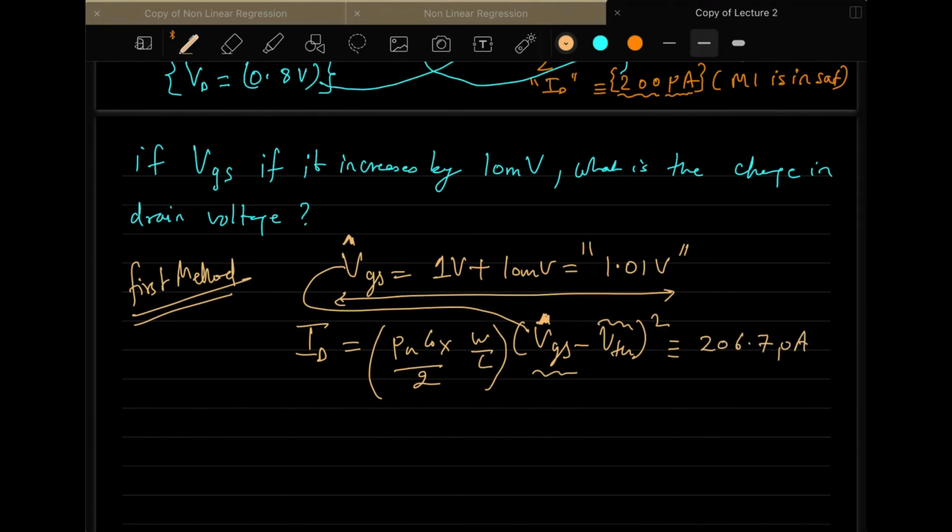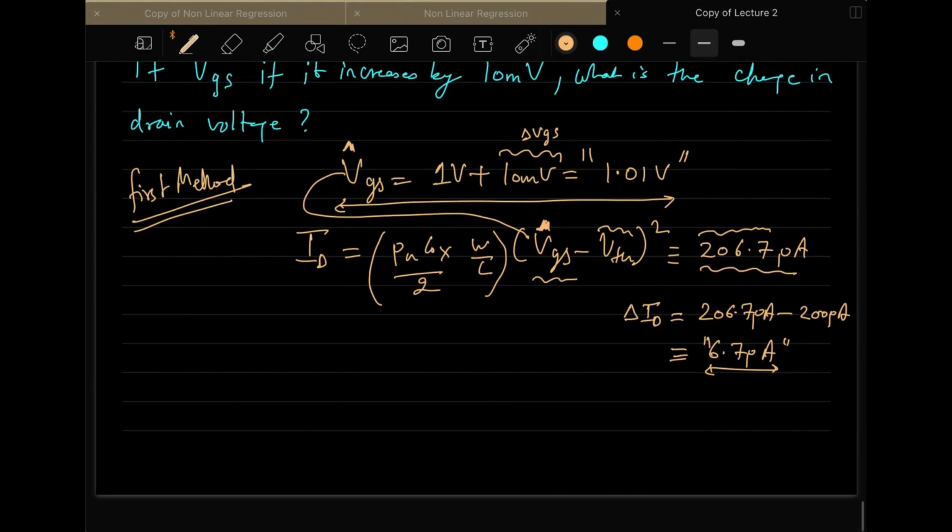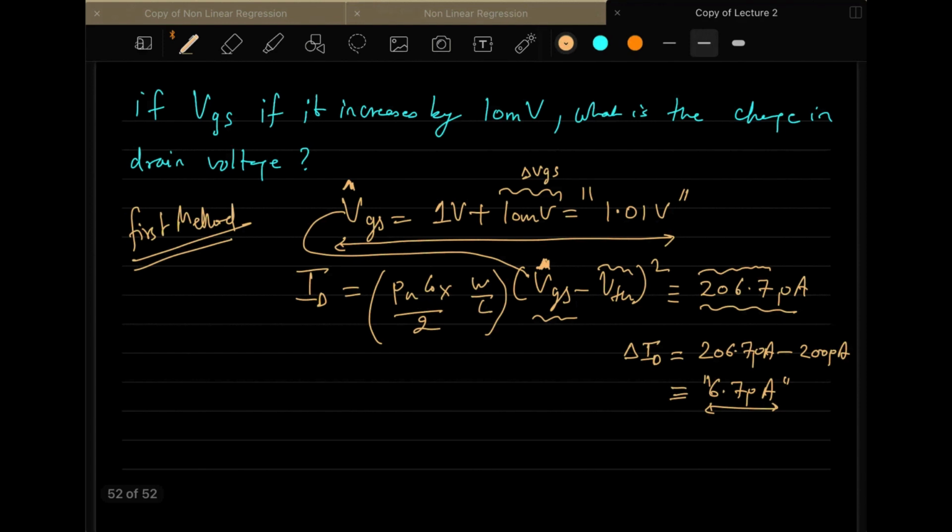So now you can see that when you increased your VGS by 10 millivolts, your current increased to 206.7 microamperes. That means the change in the current is 206.7 microamperes minus 200 microamperes, which was earlier. So the change in the current is 6.7 microamperes. This is the change in the current. So this is your new current, right? Because of the new gate source voltage.